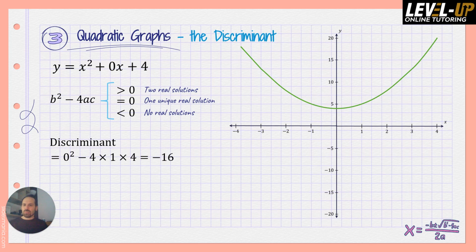So we can calculate the discriminant as usual. 0 squared minus 4 times a, which is 1, times c, which is 4. We get minus 16. And you see that negative value means there's no solutions to this equation equaling 0. There's no roots. And so what that means is this never intersects the x-axis, which we can see here when we plot the graph. So graphically, that's what the discriminant represents.